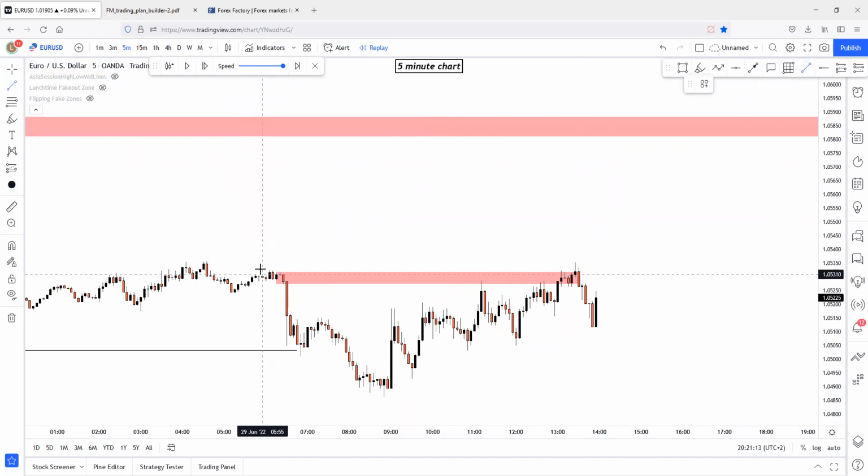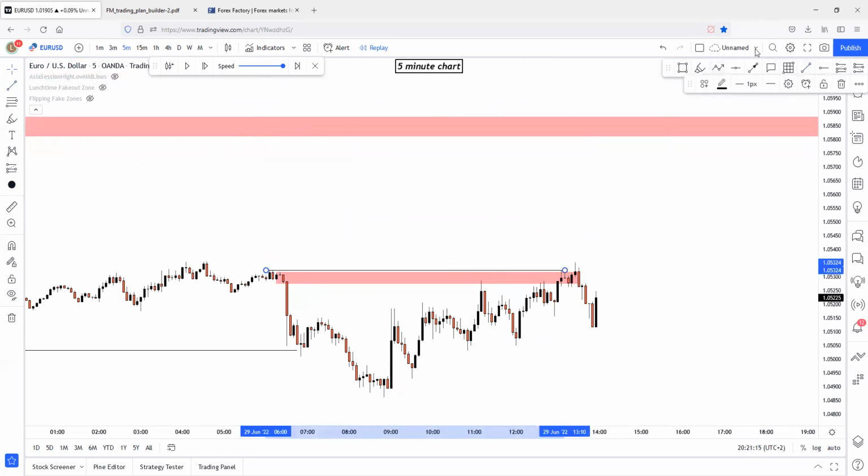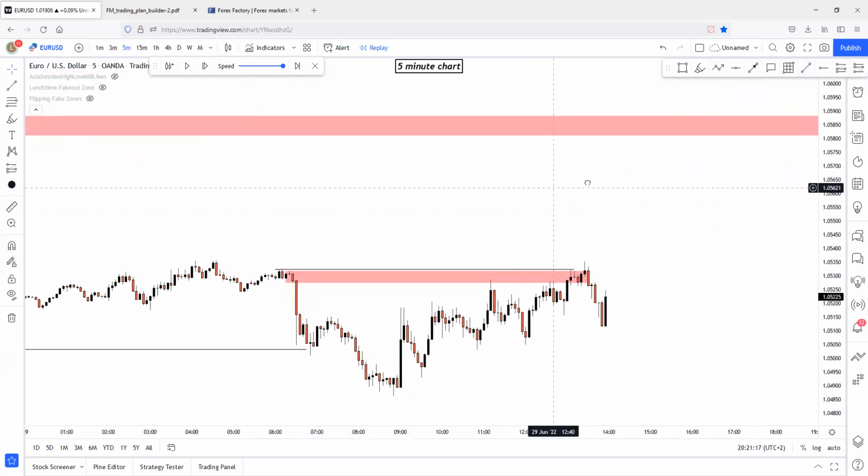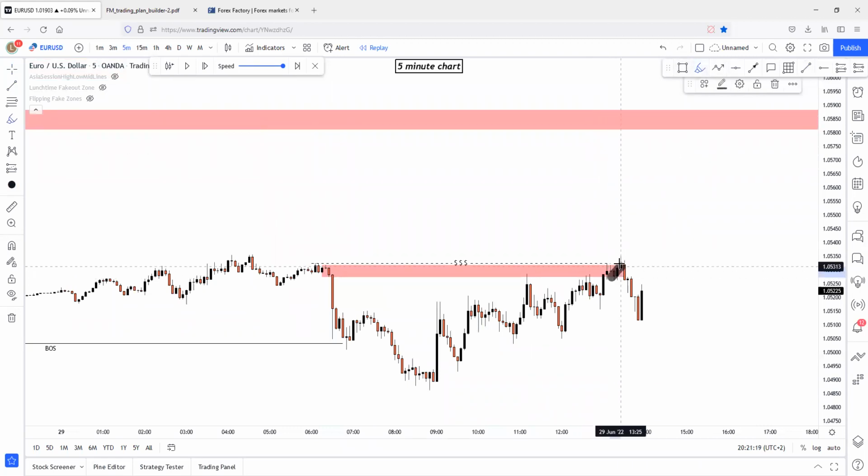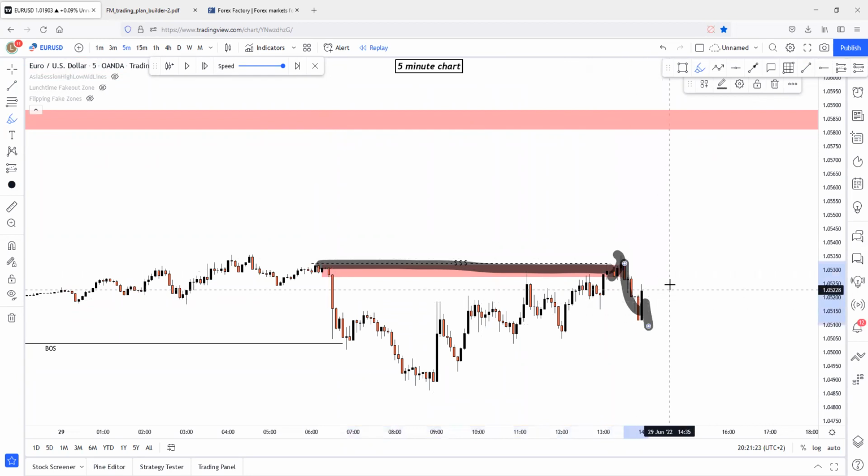But here was a liquidity sweep. As you can see, here's the liquidity. Here's perfect liquidity that has been swept with this movement. So liquidation has happened here. Price has swept liquidity from over the supply and reversed to the downside immediately.